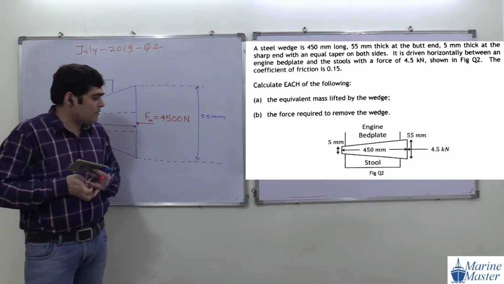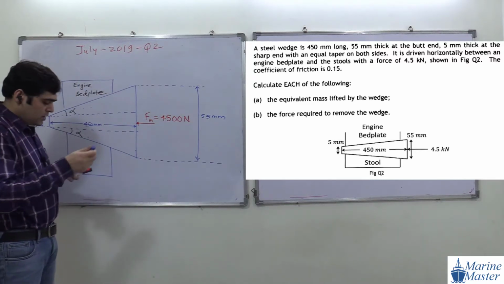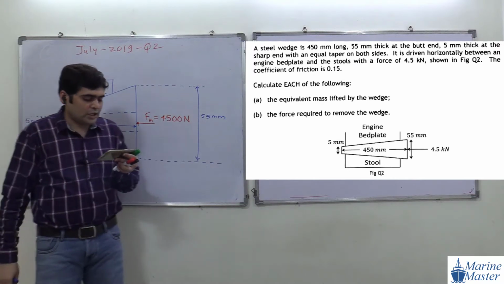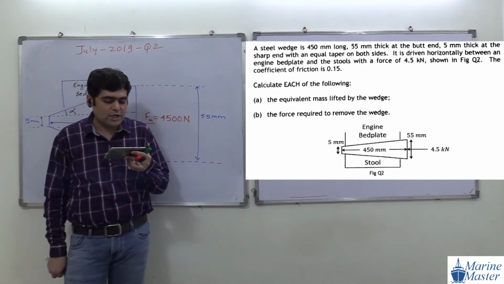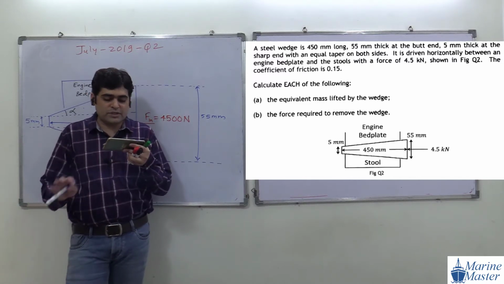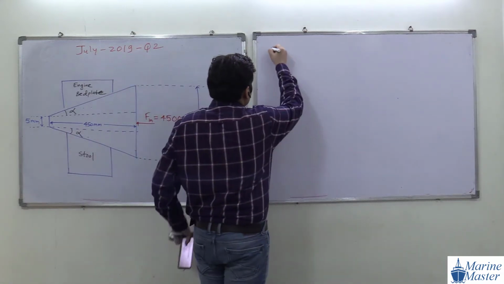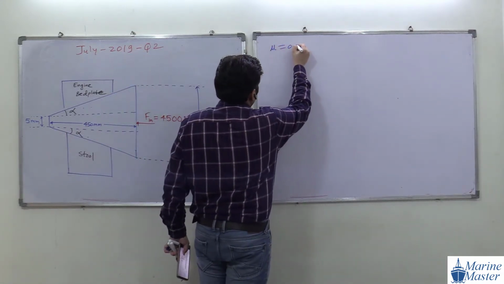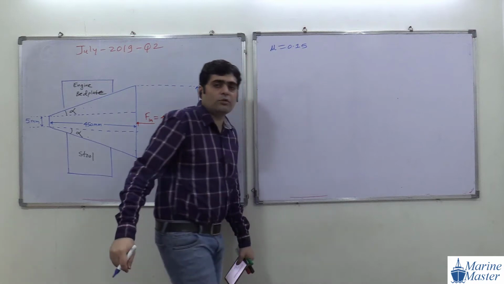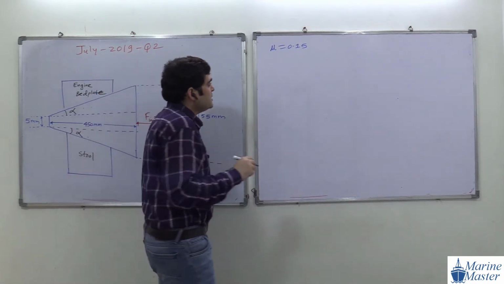Now in the question, what have they given us? The coefficient of friction. How much coefficient of friction have they given us? Mu is equal to 0.15. So in the question they have given us mu, 0.15. That is the coefficient of friction. If mu is 0.15, then what will be the scenario?